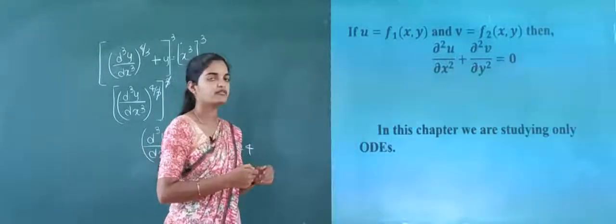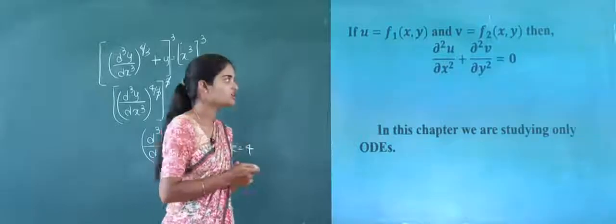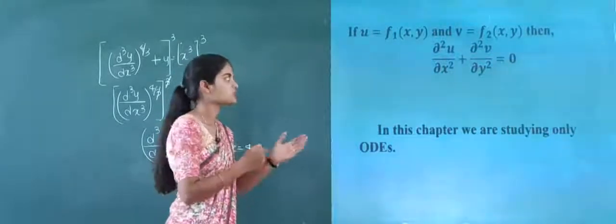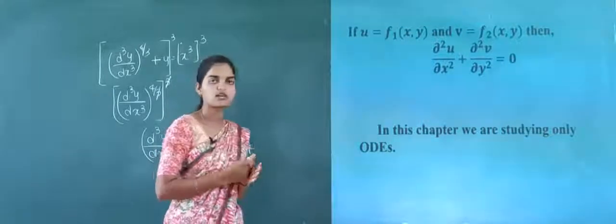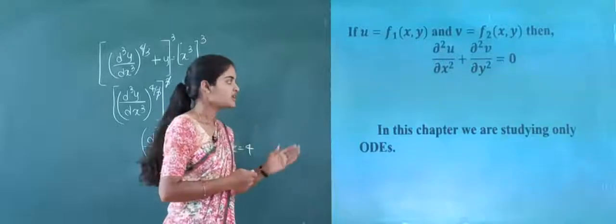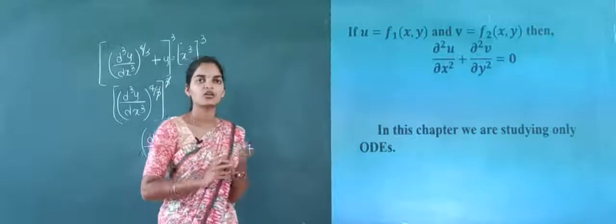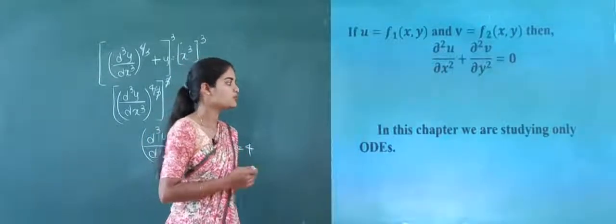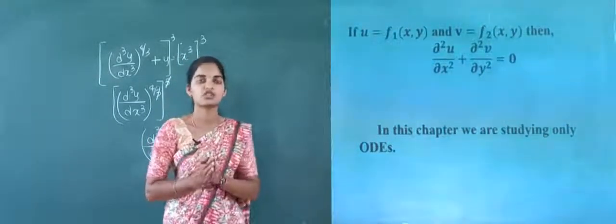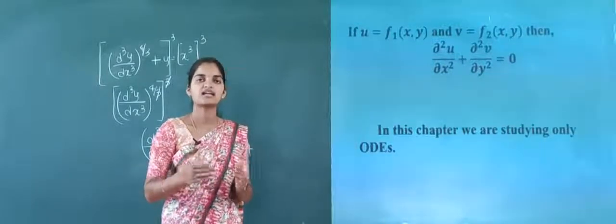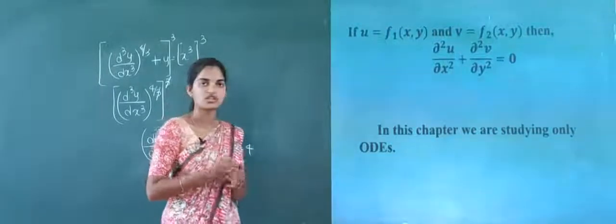With respect to u and v, I have taken again one partial derivative, that is dou square u divided by dou x square plus dou square v divided by dou y square is equal to 0. Yes, this is the second example. Then here I have taken ODE and PDE. Then after this, in this chapter we are studying only ordinary differential equations. So we will leave partial differential equations and let us take the ordinary differential equations.